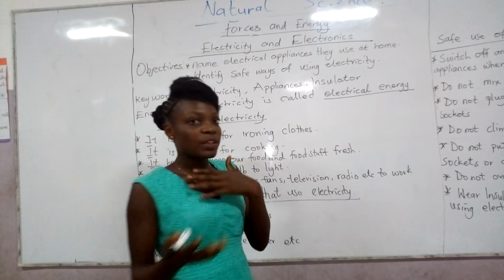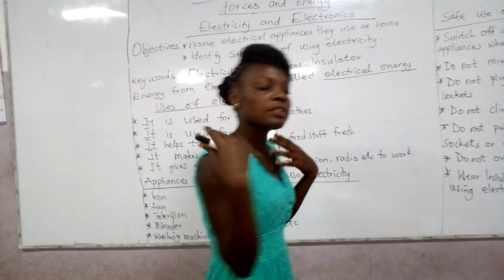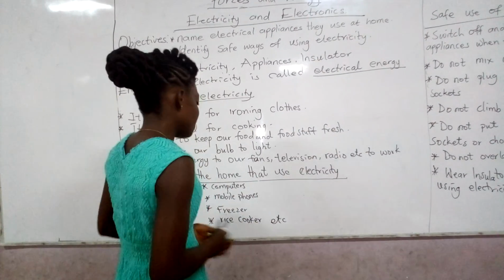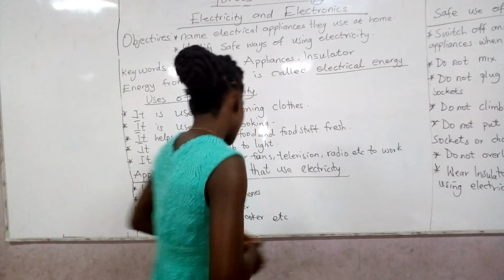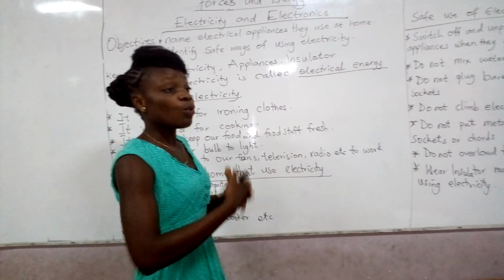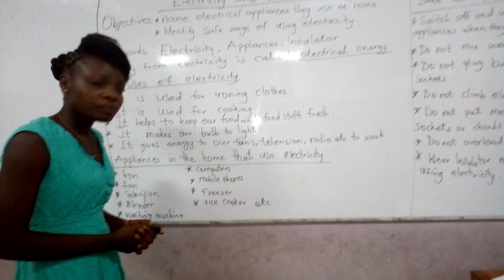Computers are used for learning. Mobile phones are used for making calls and texting. Freezers are used to keep our food fresh. And the rice cooker, we use it to cook. So electricity helps us a lot.